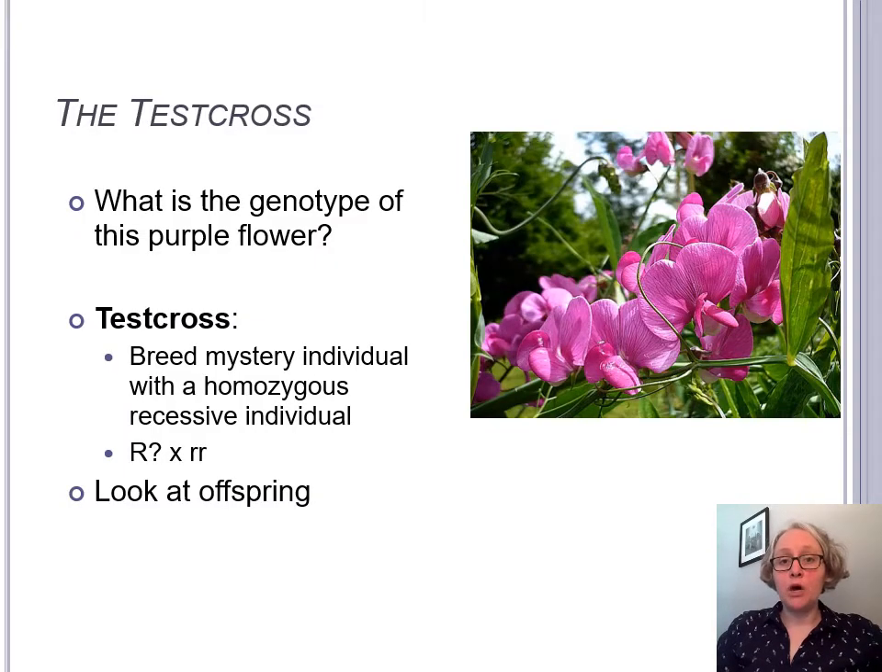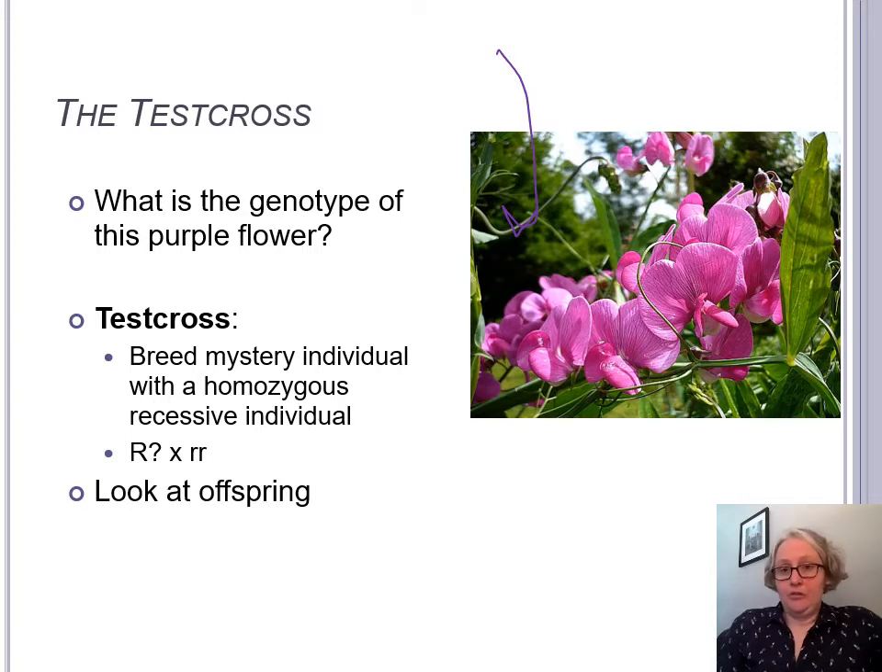Now that we've seen a monohybrid cross, we want to talk about another type of cross called a test cross. This is another type of cross that is guaranteed to be on your final exam. In a test cross, what you're trying to do is figure out the genotype of a particular organism. So for instance, I've got this beautiful picture of a purple flower right here. Here's a purple pea plant, and I ask you, what is the genotype of this purple flower?